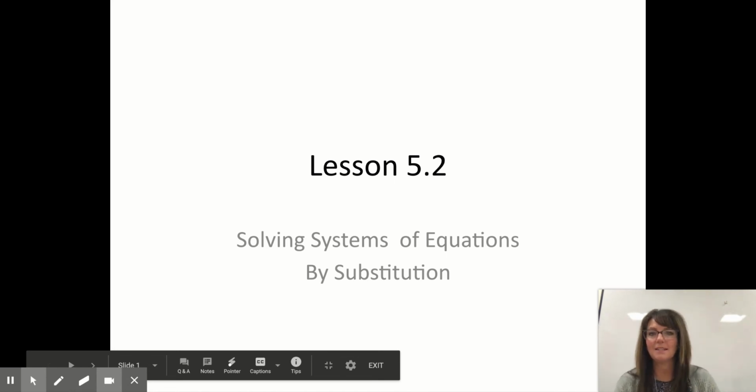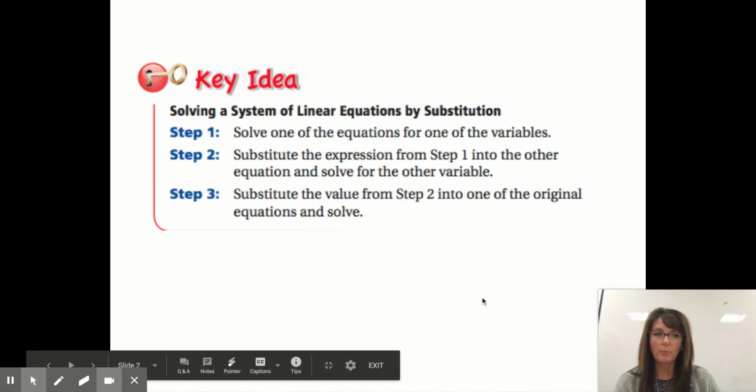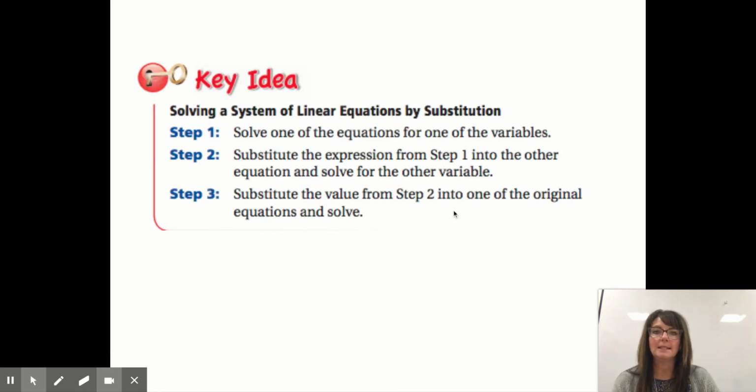Okay, here we are, lesson 5.2. We're going to be solving systems of equations by substitution. So in your note packet, you see this key idea, and I'll read them to you and I'll even abbreviate them if you want to try to keep up. Otherwise, pause the video and copy them down.